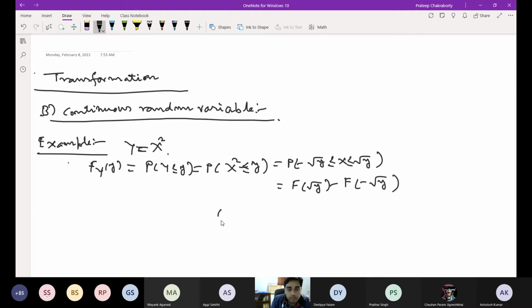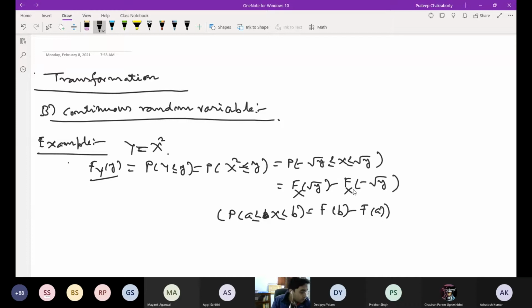So this is from where? This is like P(a ≤ X ≤ b) = F(b) minus F(a). This thing we proved before. So F_Y(y), the distribution function, is F_X(√y) minus F_X(−√y), where F_X is the distribution function of X.